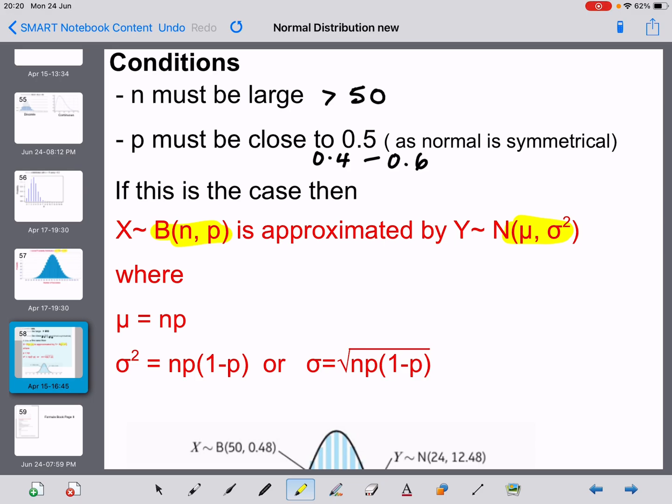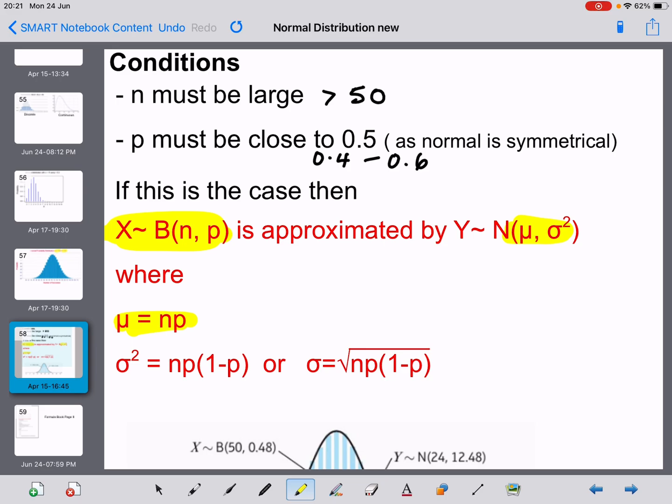If we are given the binomial distribution parameters, we can convert them into normal parameters using these two rules. So we're told that mu is np. To get the mean, we can multiply the number of trials by the probability of success.